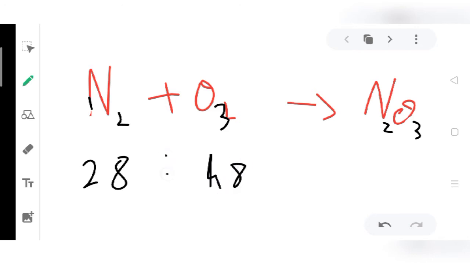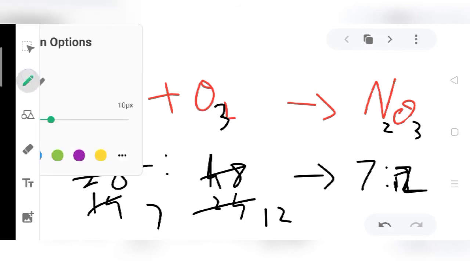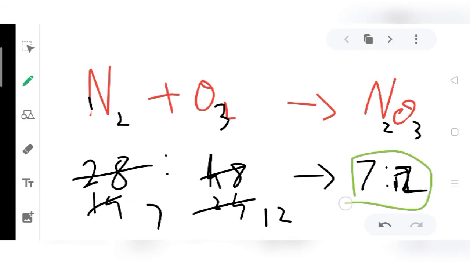If we divide both of this ratio, here 28 into 2 14s and 2 24s, 2 7s, 2 12s. So from this we can conclude 7 is to 12. This is not the example for the law of multiple proportion. What, this is not the example for the law of multiple proportion? It may be wrong.